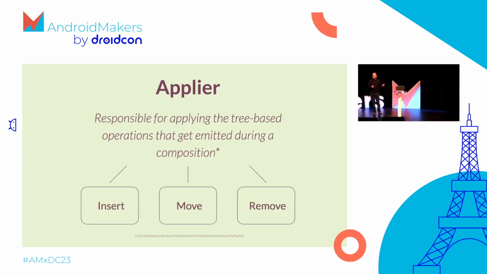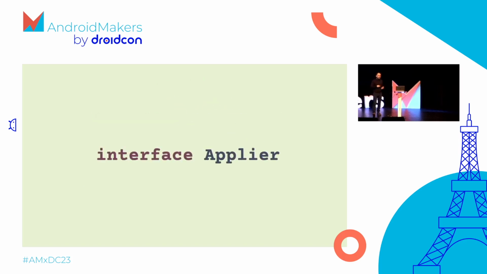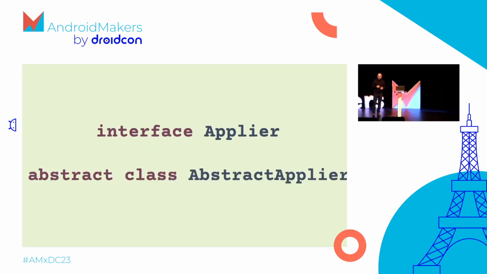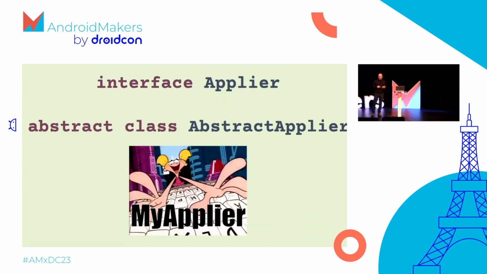So as I said, it can insert, move, or remove, or even clear the whole tree. But if you go check out, Applier is an interface. And if you go check out more, there is a class called AbstractApplier. And where is the actual implementation? You might be wondering, where is the actual Applier implementation? That is actually going to be implemented by us.